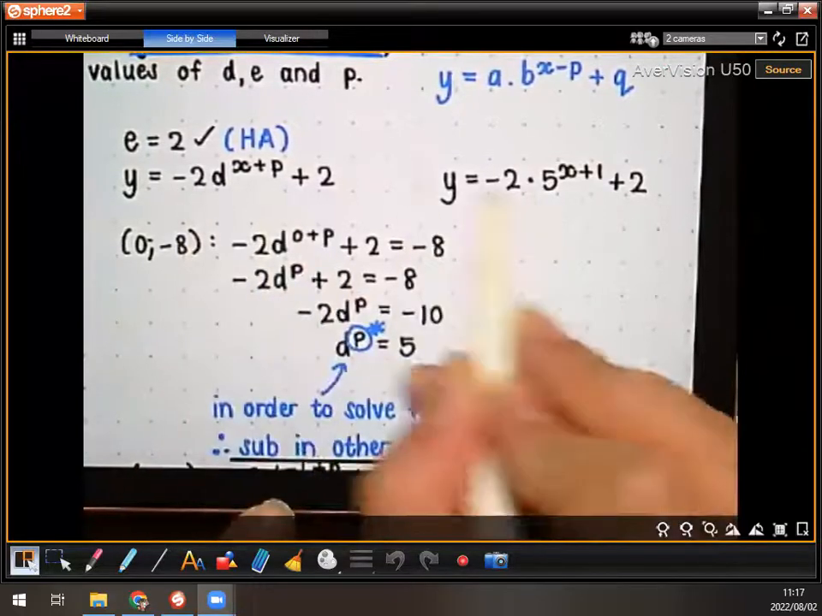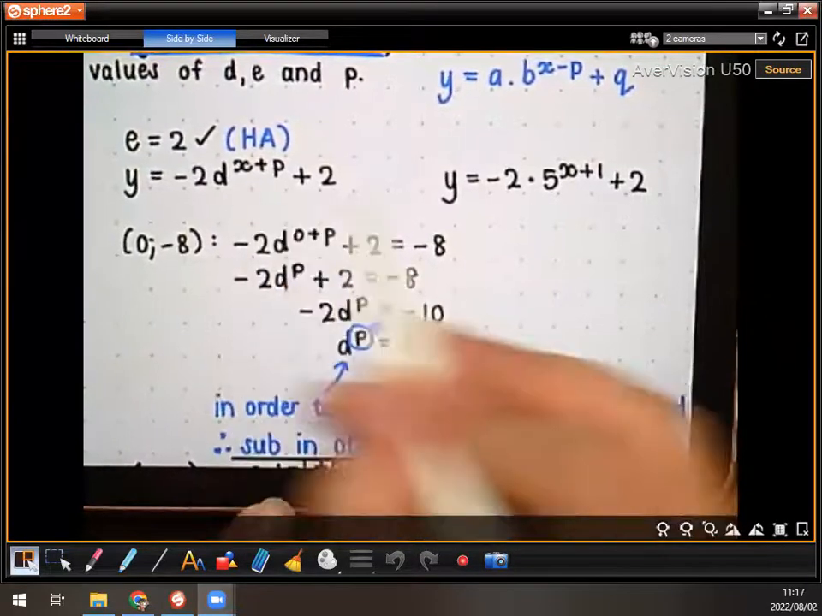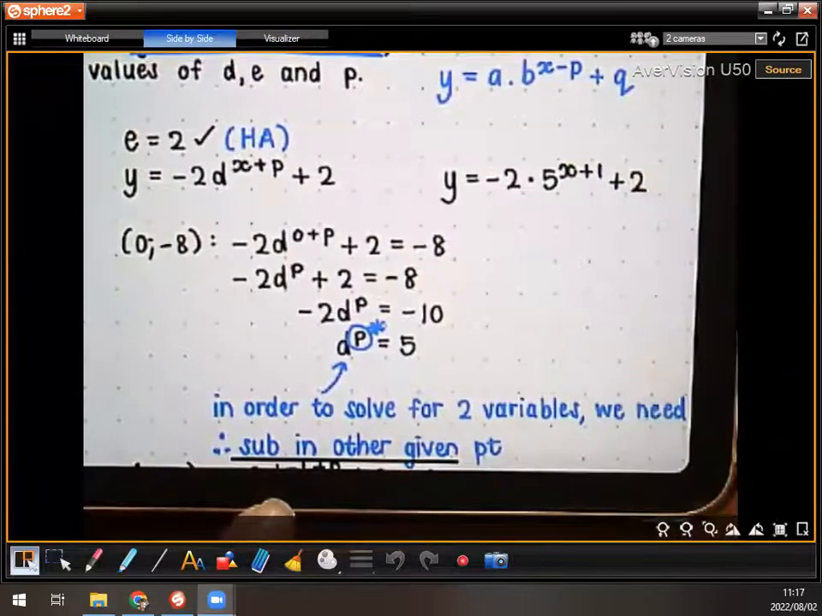All right. d was 5 and p was 1. What if p was -1? What would we have written here in this equation? It would have been x minus 1. Okay.